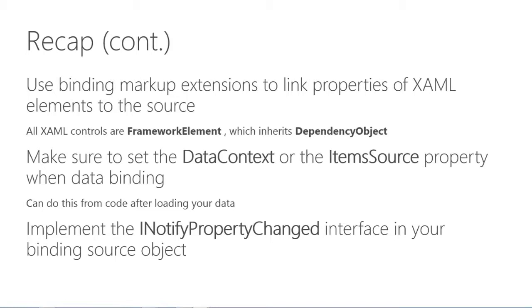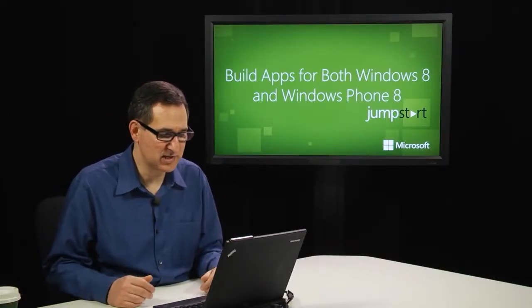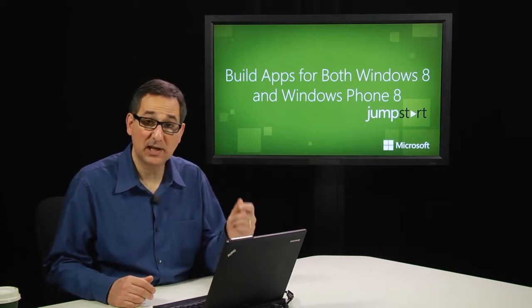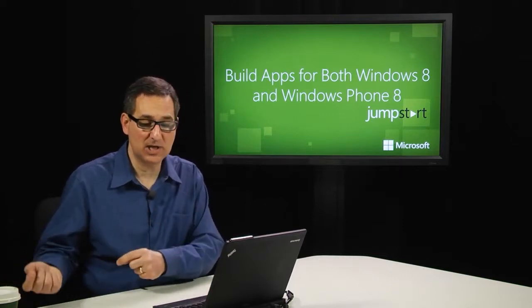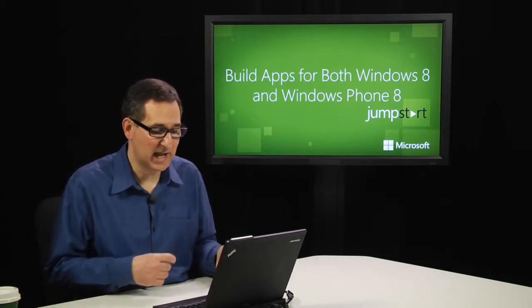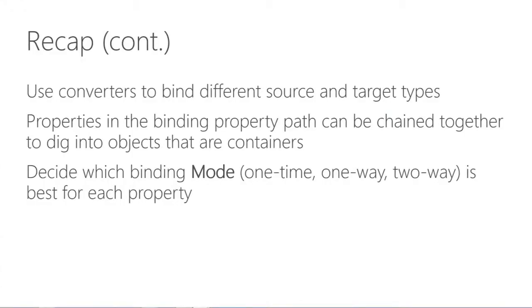So any XAML control that is a framework element, almost all of them that I can think of, those inherit from dependency object, and you can use all of those. You need to make sure you set your data context or your item source property when you're data binding. You want to do that after your data is loaded, so you don't get a lot of triggers as your data is changing. You would do it once and have that happen all at once. And you implement your INotifyPropertyChanged so that as your data changes in your view model, your view reflects that immediately.